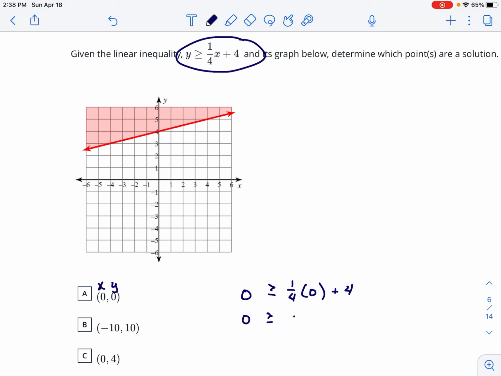Is 0 greater than or equal to 0 plus 4? Eloise, is 0 greater than or equal to 4? Is 0 bigger than 4? No. So that's a false statement. 0, 0 is not a solution. Do not choose 0, 0.